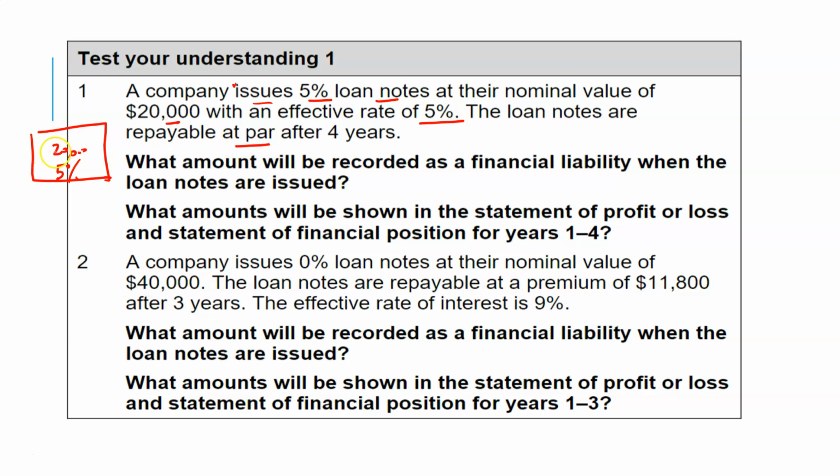Every year, I clear out the outstanding interest. So there is no premium. I'm paying you your interest every time. So the effective rate in it is naturally 5%.